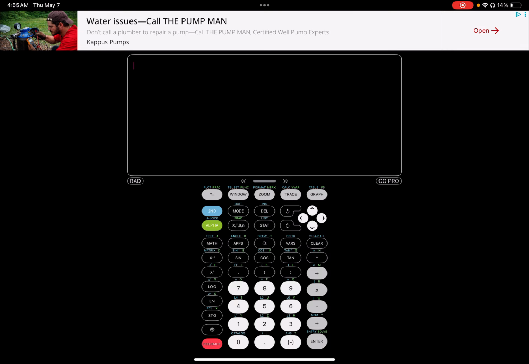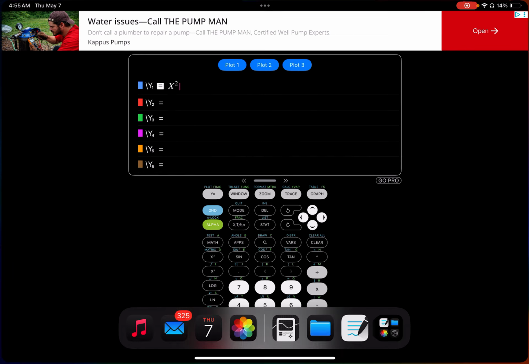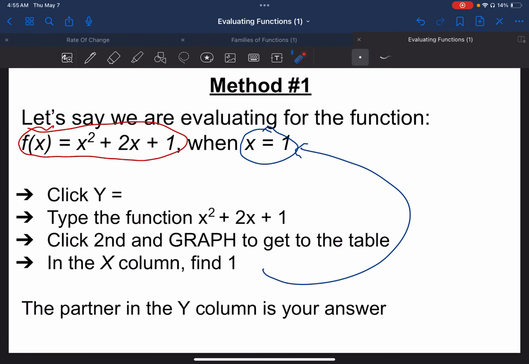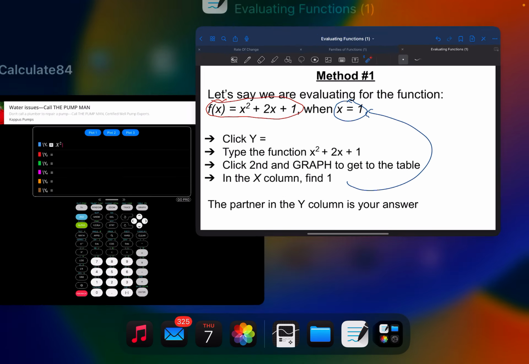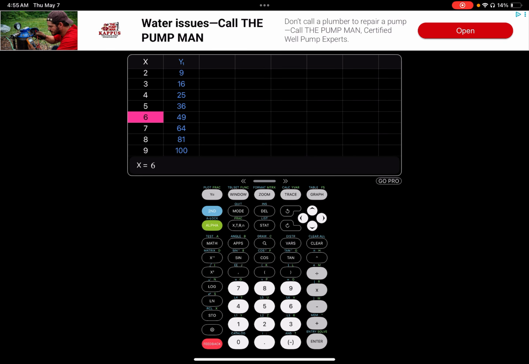Okay, so like I said, we're going to go to y equals. We're going to type x squared. I forget what the function is. X squared plus 2x plus 1. And then we're going to go to our table. And to do that, we're going to click on second and graph.